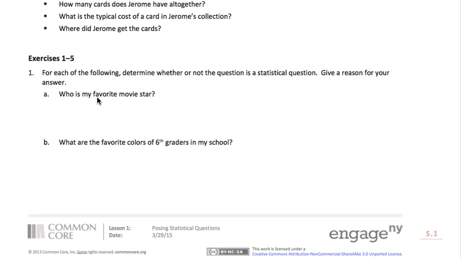Who is my favorite movie star? This question can be answered with one answer and one answer only. A statistical question has to have more than one answer so you can collect data. There's no data to collect. There's one right or correct answer, and that's it.